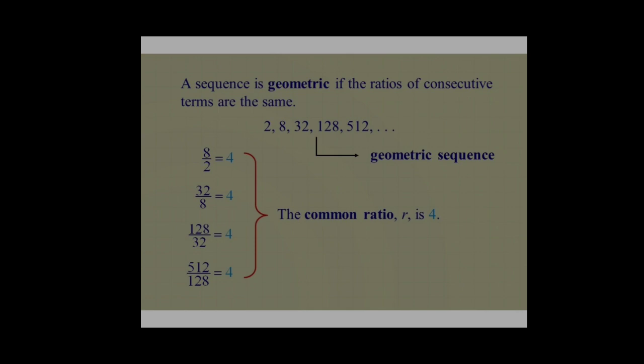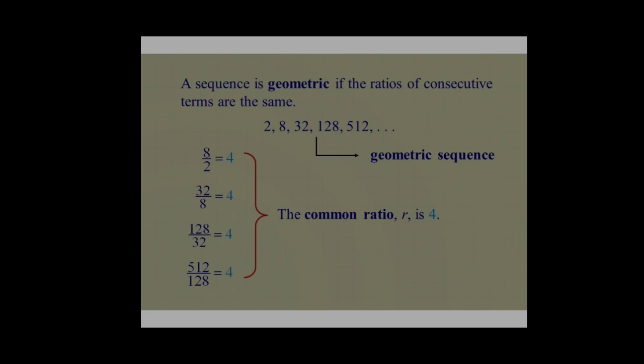A sequence is geometric if the ratios of consecutive terms are the same. So when the ratios are the same, for example 2, 8, 32, 128, and 512.